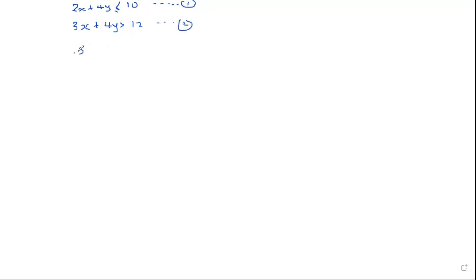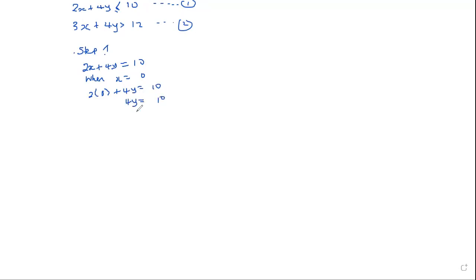So let's start with step 1. Step 1 is very simple. Step 1 is 2x plus 4y. We remove the less than or equal to sign. We say equal to 10. So what do we do now? We draw what we call a table of values. So we say when x is equal to 0, we say 2 times 0 there, plus 4y is equal to 10. Okay, then we have got 4y is equal to 10.